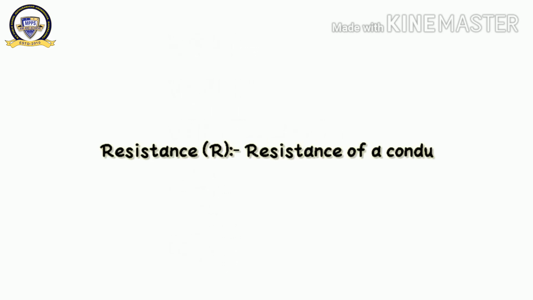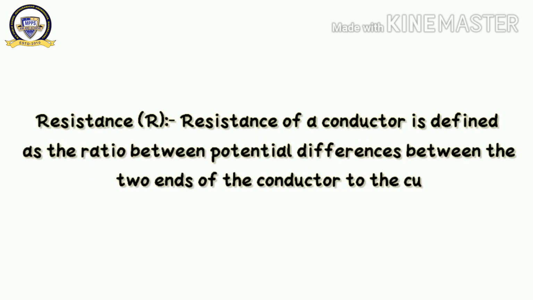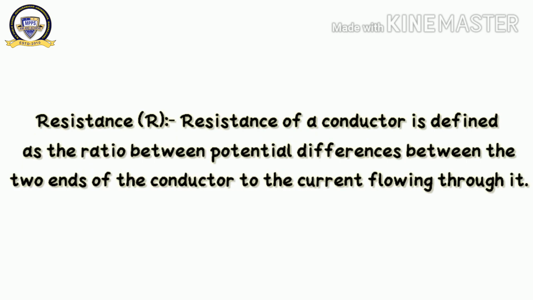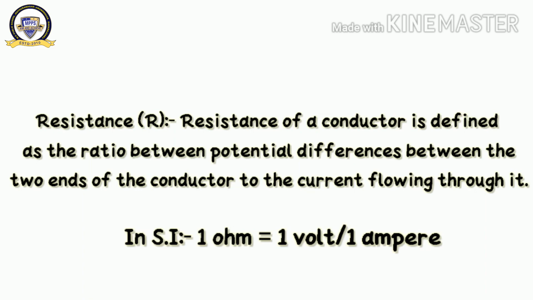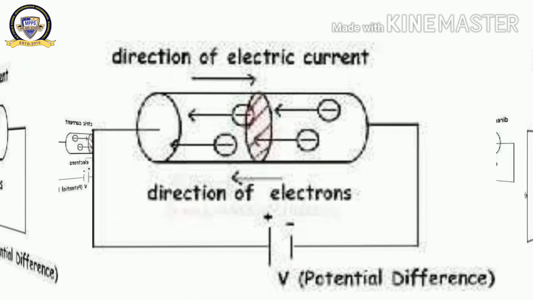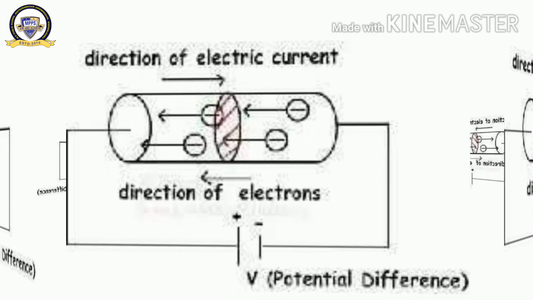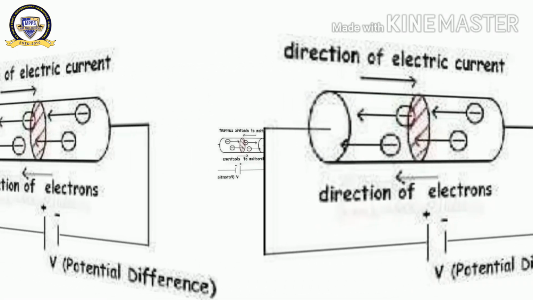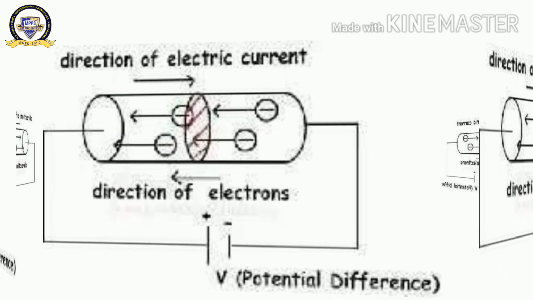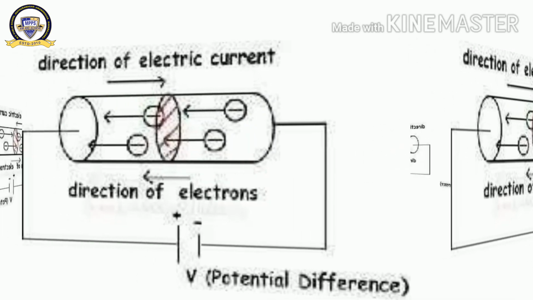The resistance of a conductor is defined as the ratio of the potential difference between the two ends of a conductor to the current flowing through it. The SI unit of resistance is ohm. The resistance is denoted by capital R or small r. The direction of electric current is opposite to the direction of flow of electrons. If external potential is applied, the free electrons start moving, but the electric current's direction is taken opposite to that of the free electrons.